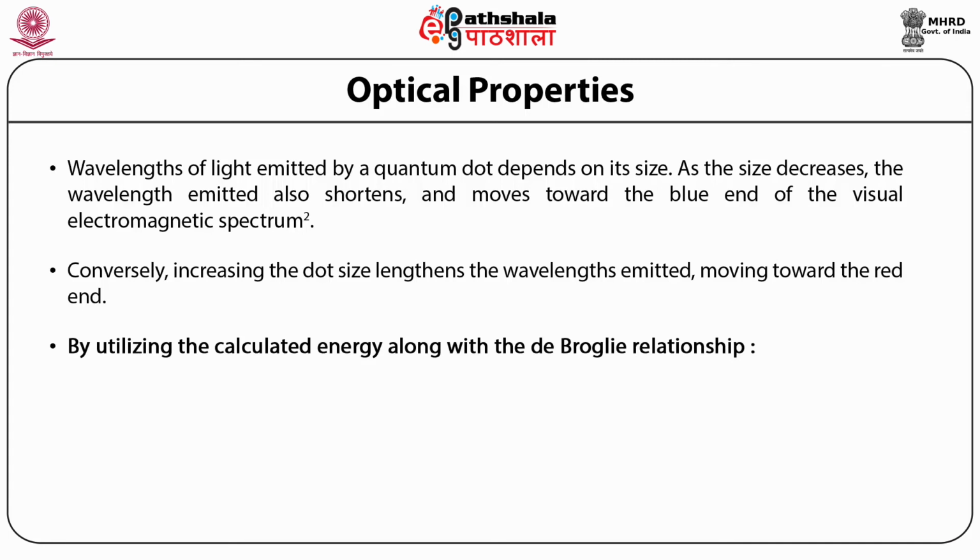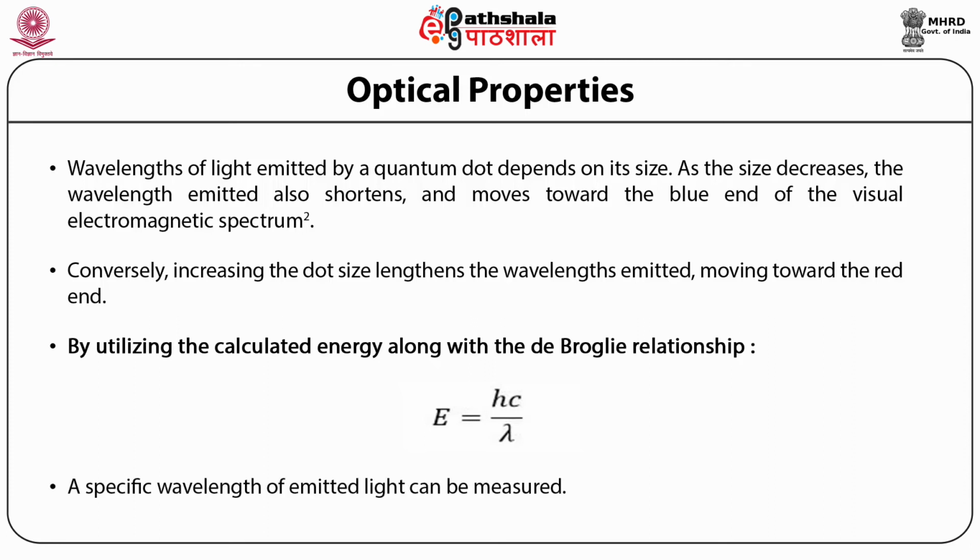Using de Broglie's relation, energy E is equal to hc by lambda. So this shows that a particular wavelength of the emitted light can be determined. This makes quantum dots very useful to finely tune specific properties like the wavelength of the emitted light.